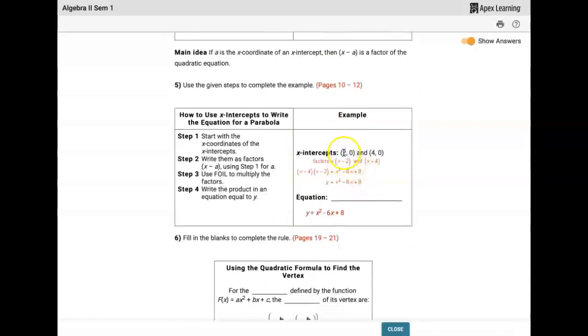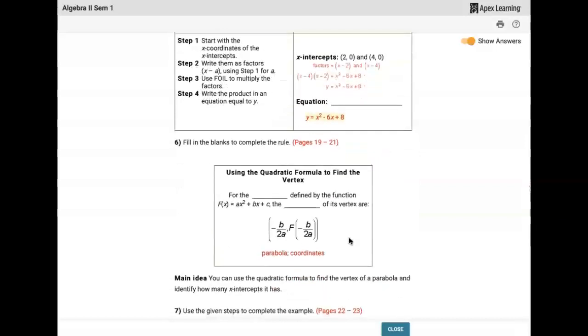So that's exactly what we are doing. I've got a coordinate of x equals 2 and x equals 4, right? I have to change the sign. So this means that my factors are x minus 2 and x minus 4. Those two are my factors. Then I'm going to use FOIL and multiply them out, combine like terms, and write the product equal to y.